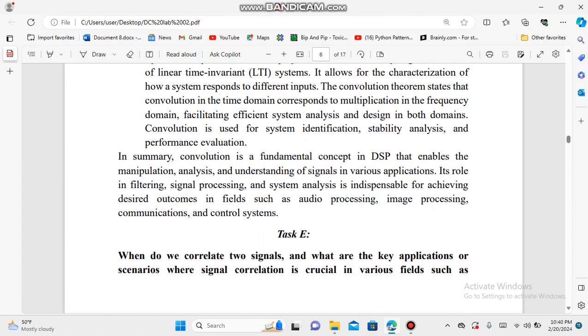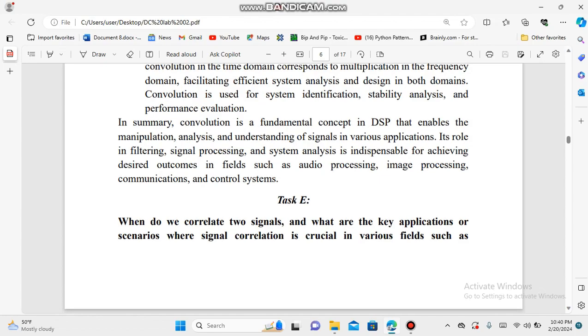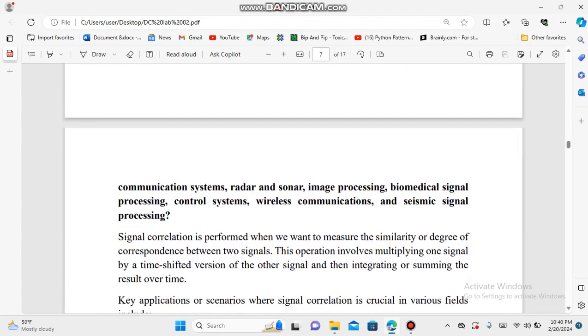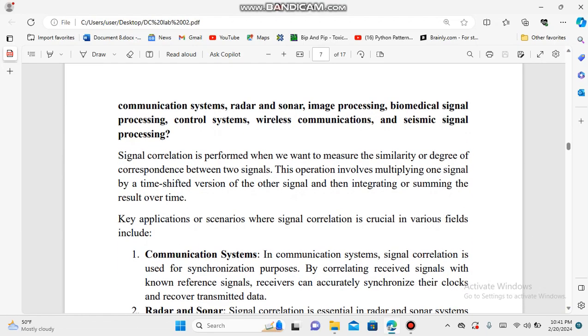Now moving towards task number E. Task number E is: when do we correlate two signals, and what are the key applications or scenarios where signal correlation is critical? It is used in various fields such as communication systems, radar and sonar, image processing, biomedical signal processing, control systems, wireless communication and seismic signal processing.